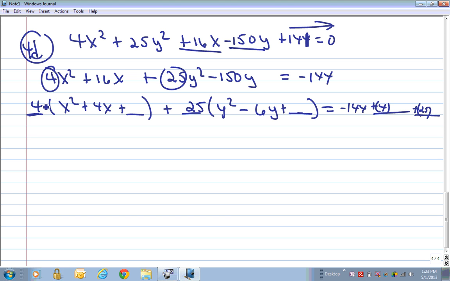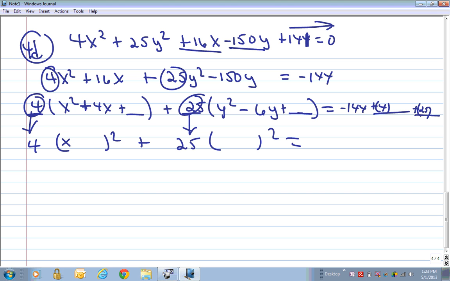All right, let's bring down our 4. Don't let that go. And we'll end up with a binomial squared. Plus we'll bring down our 25. Don't let that go. And we'll end up with a binomial squared and equal something. All right, the square's on the outside. X comes down. Plus sign, half of 4 is 2. 2 squared is 4. That goes right there. 25 came down, y comes down. Subtraction, half of 6 is 3. 3 squared is 9. 9 goes down.